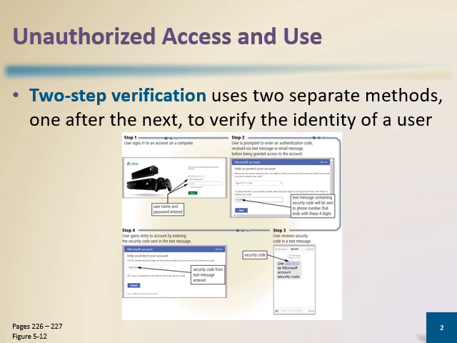That code is valid only for a few hours or a few minutes, and if you do not sign in during that time limit, you have to repeat this process and request another verification code. So you are being verified twice: once when you enter your username and password, and then when you enter the passcode that is sent to your registered mobile phone. That makes the two-step verification.